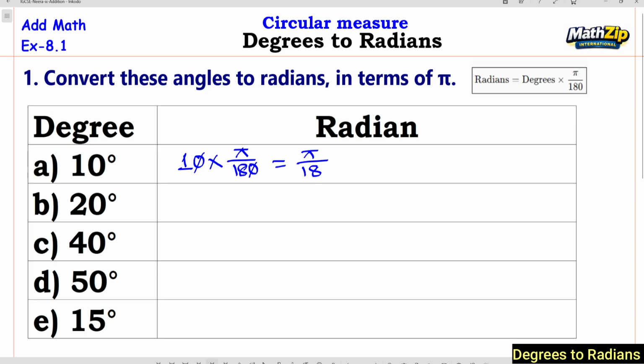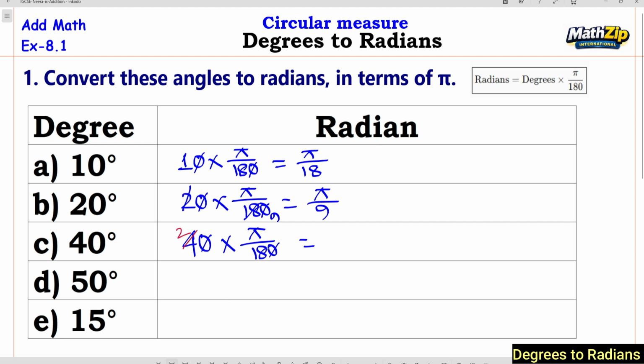Our conversion is done. Same with 20 times pi by 180. Cancel the zeros, 18 divided by 2 is 9. So what will be the result? Pi by 9. Then 40 times pi by 180: cancel the zeros, then we can divide 4 by 2, so here is 2, and 18 divided by 2 is 9. So our result will be 2 pi divided by 9.